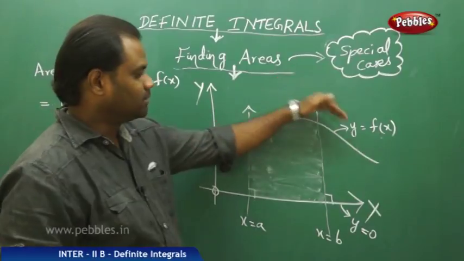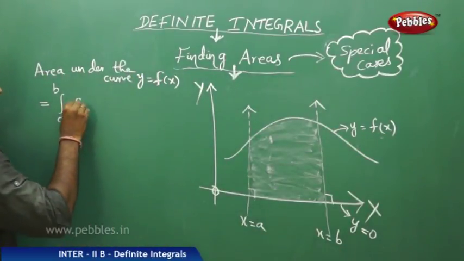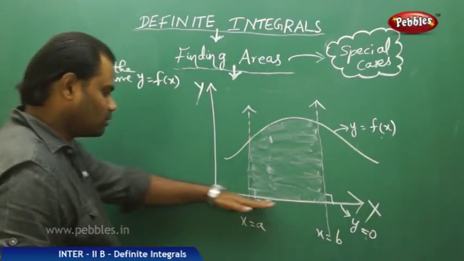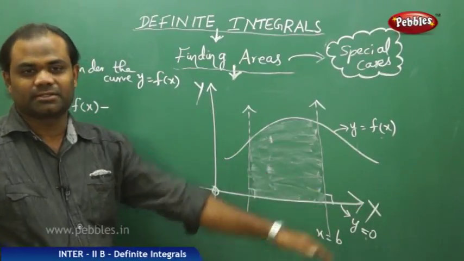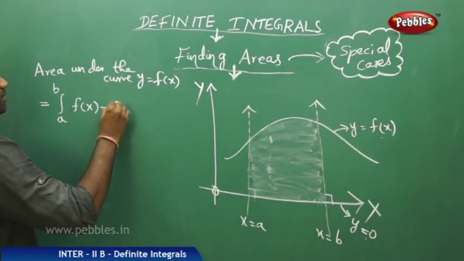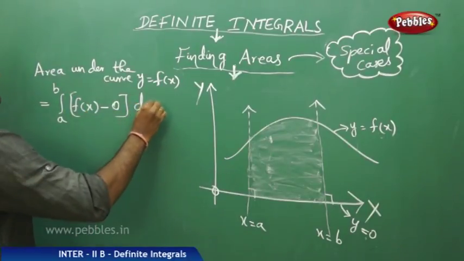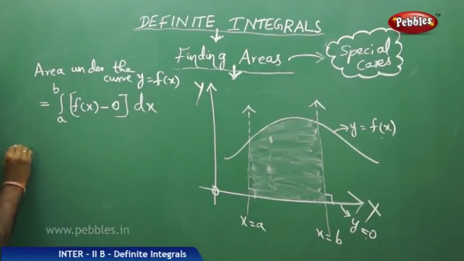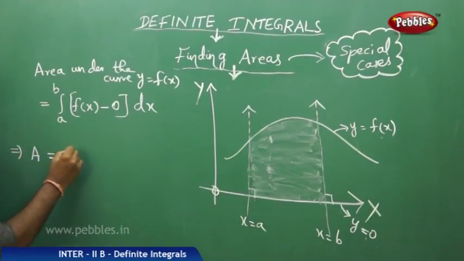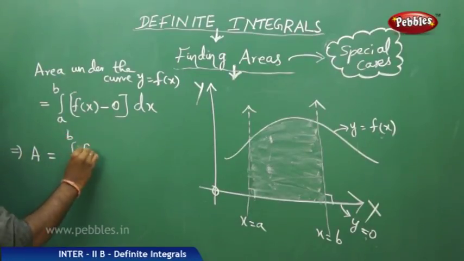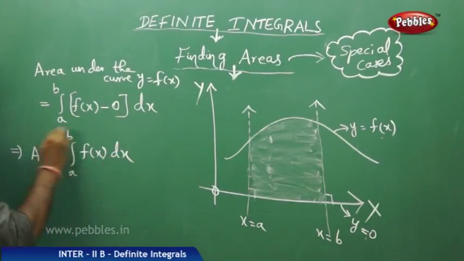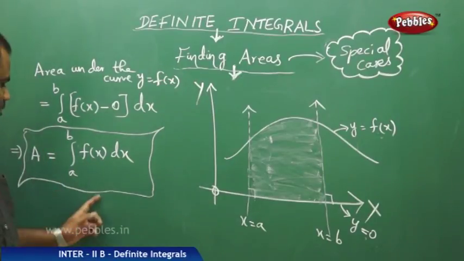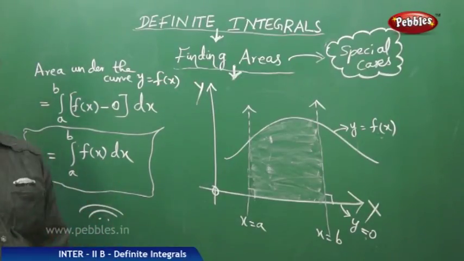Clearly in this case the upper curve is f of x, therefore I have the upper curve coming first, and then the lower curve is the x-axis, that is y equal to 0, because the area touches till the x-axis. Therefore the lower curve is 0, times dx is how we get it. So if you simplify this, the area under the curve, denoted by A, is the integral from a to b of f of x dx, is how we get area under the curve.